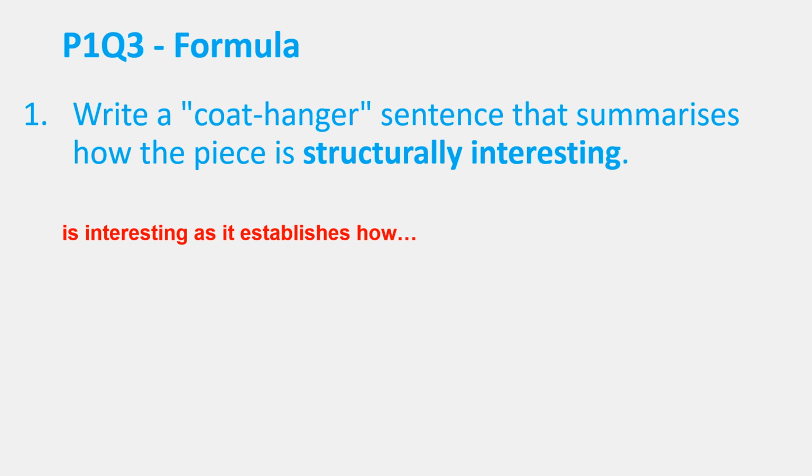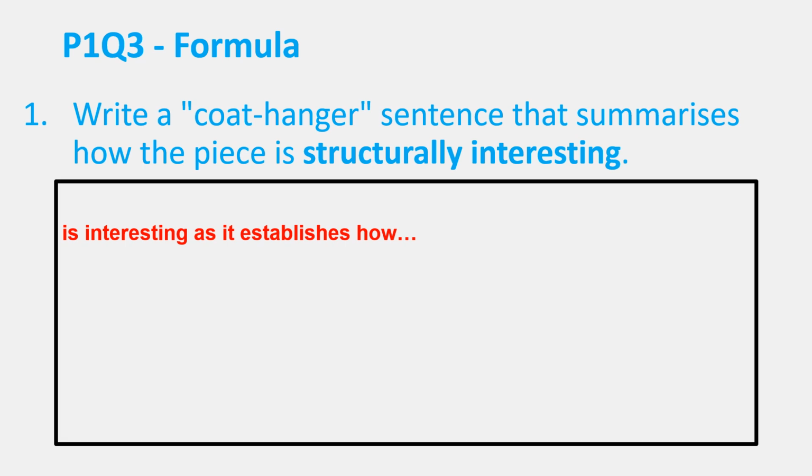But let's deal now with the third element of writing that coat hanger sentence. We've said that we need to talk about the overall structure. We've said we need to talk about the narrative voice. The third part of it is we now need to say what meaning comes from it.